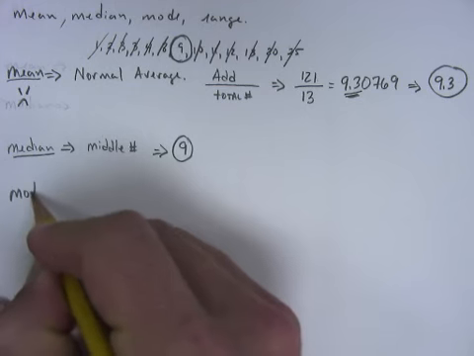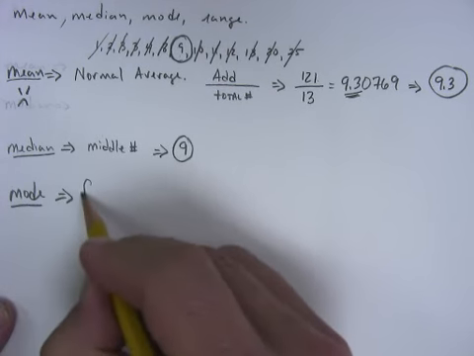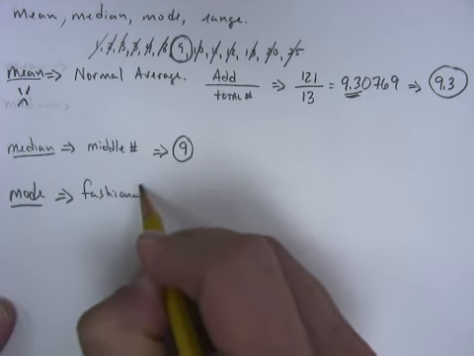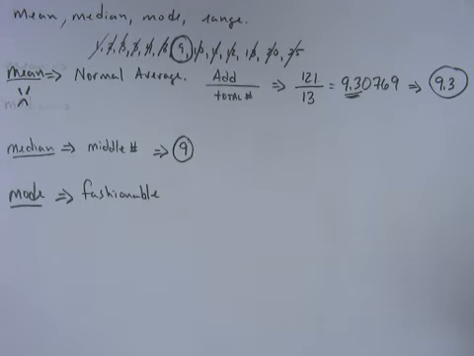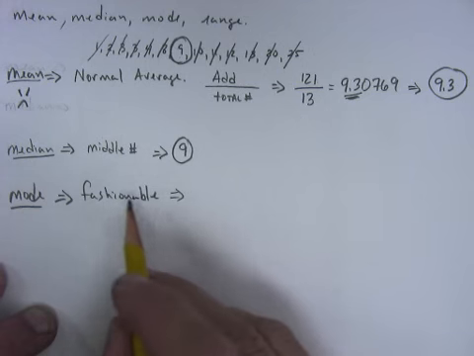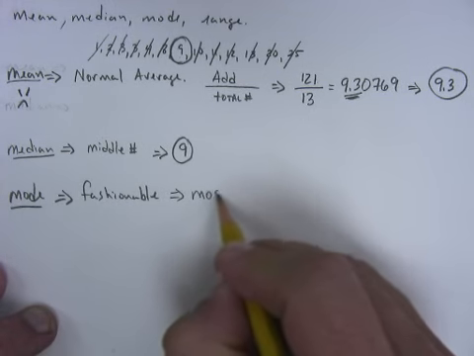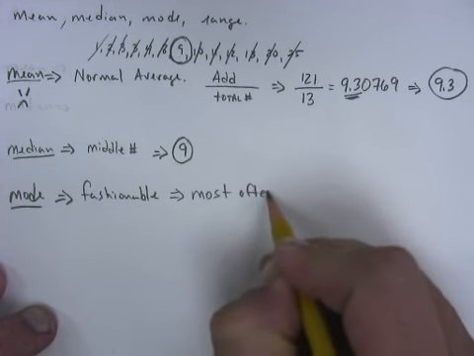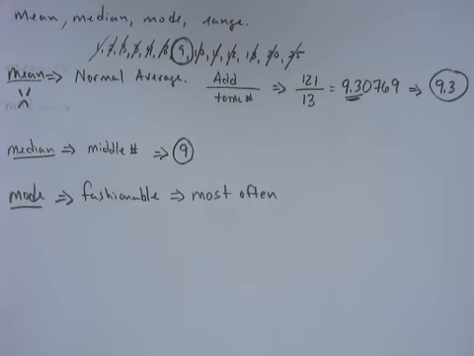Next one is the mode. Mode is actually a French word for fashion, like something that's fashionable. If something like Air Jordans, the tennis shoe, basketball shoe, is fashionable, a lot of people wear it. And so the word mode means fashionable, and it's the one that occurs most often.